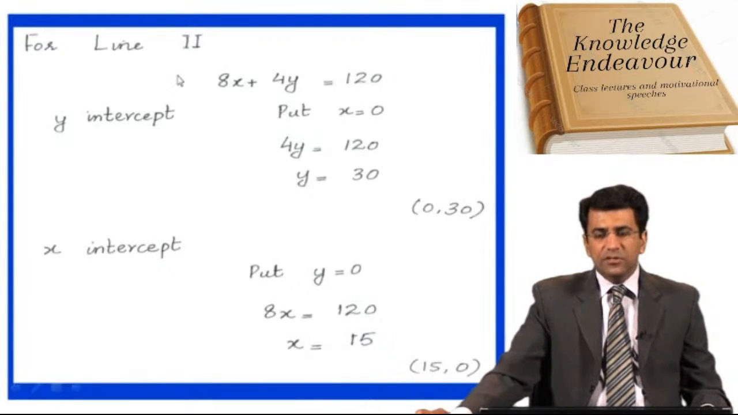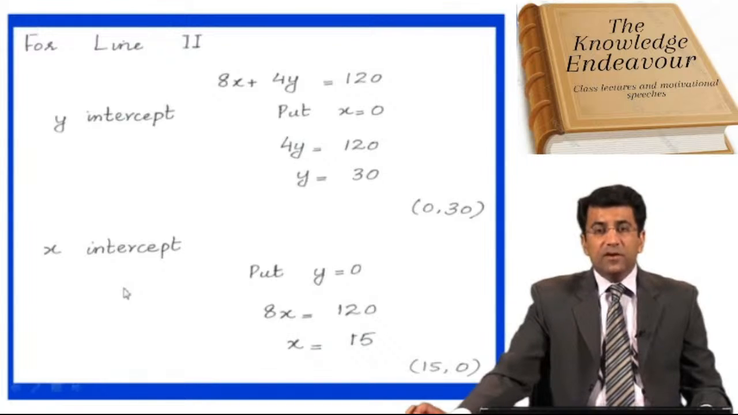Again, this is the second line equation. We have converted it into an equality. Putting x is equal to 0, we will get y is equal to 30. The point is (0, 30). That is the y-intercept. Again, putting y is equal to 0 in this particular equation, we get x is equal to 15. So the second point is (15, 0). That is the x-intercept. So now what we'll have to do is draw these points on the graph.